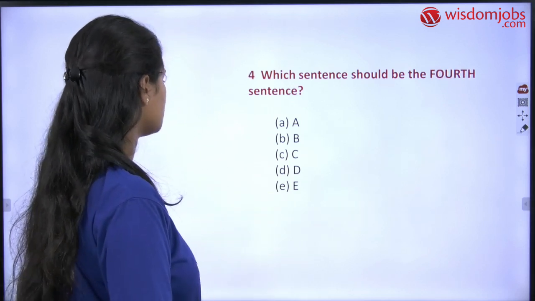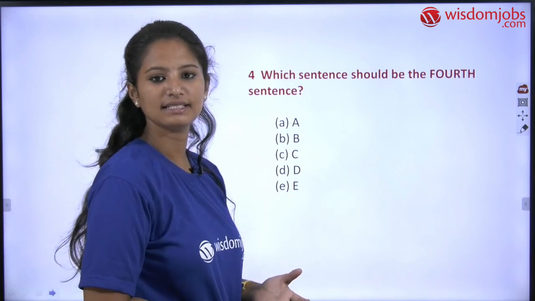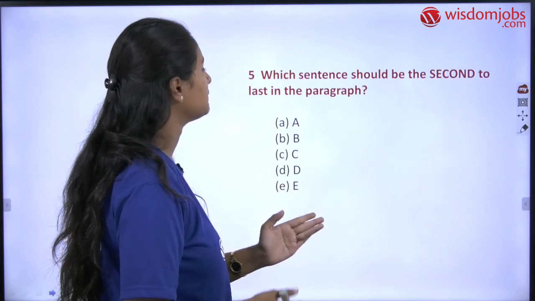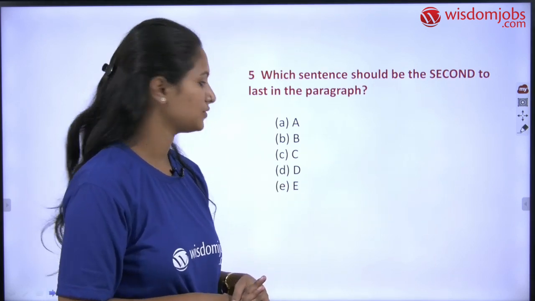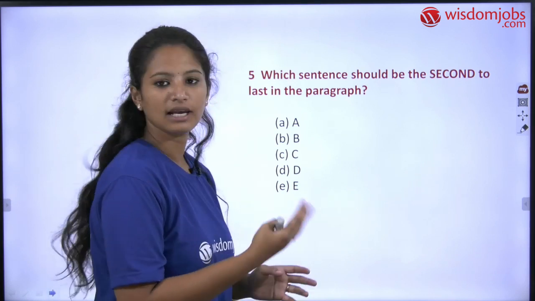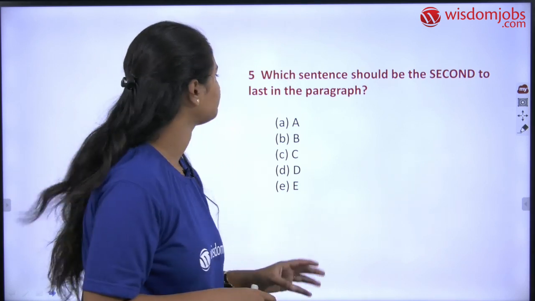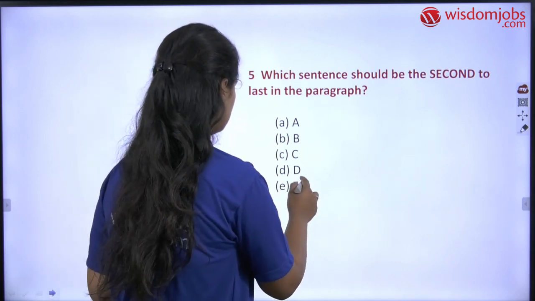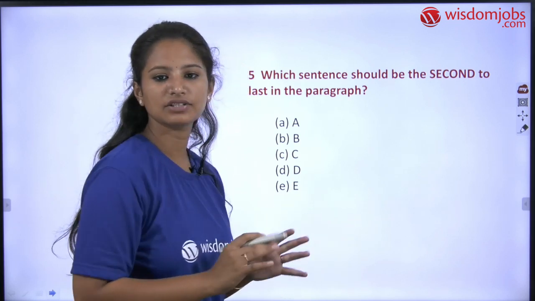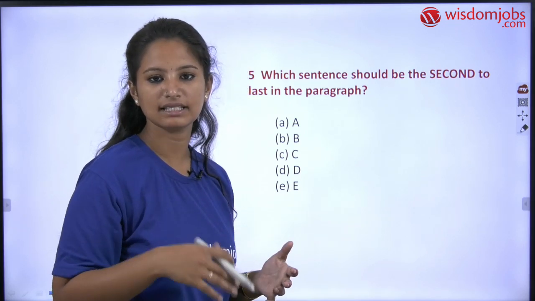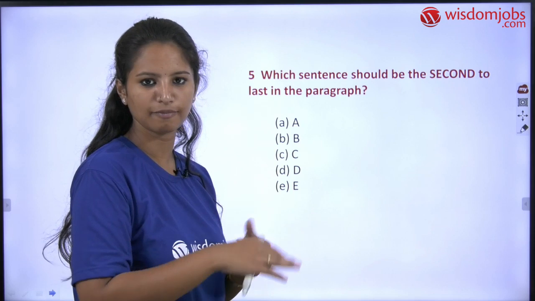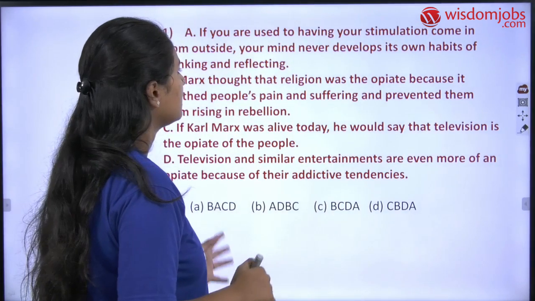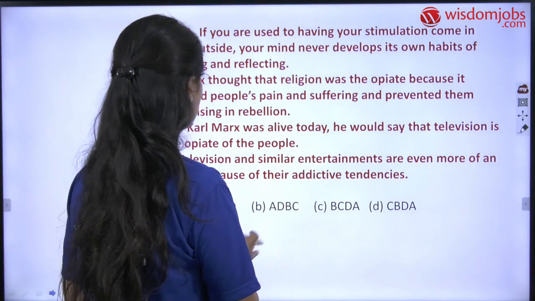Which sentence should be the fourth sentence? C. B, D, A, C. C is your answer. Which sentence should be the second to the last in the paragraph? So, here from the last, he is asking us. So, what is the second to the last? That is E. E is your second to the last. EG. EG is the last to the second, like from the last to the second one. So, here E comes. Now, let us find out the rest of the paragraph.